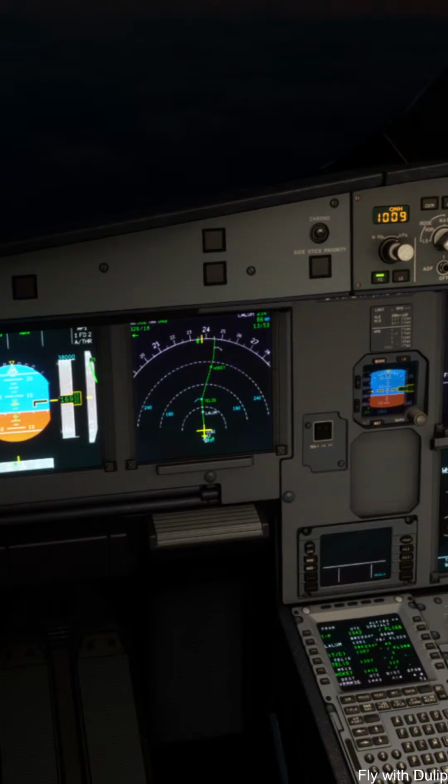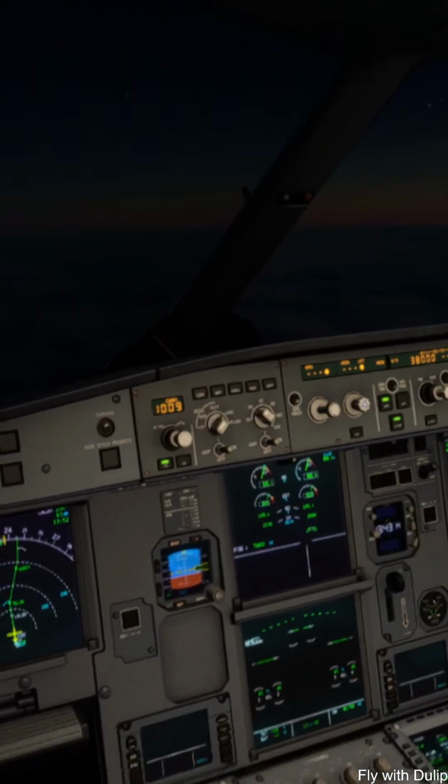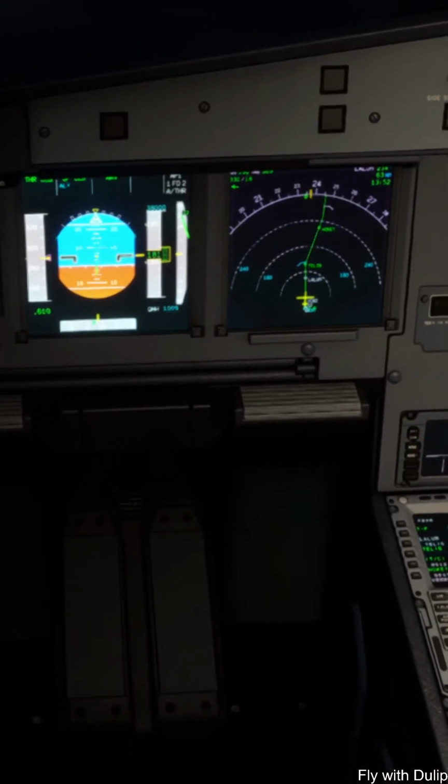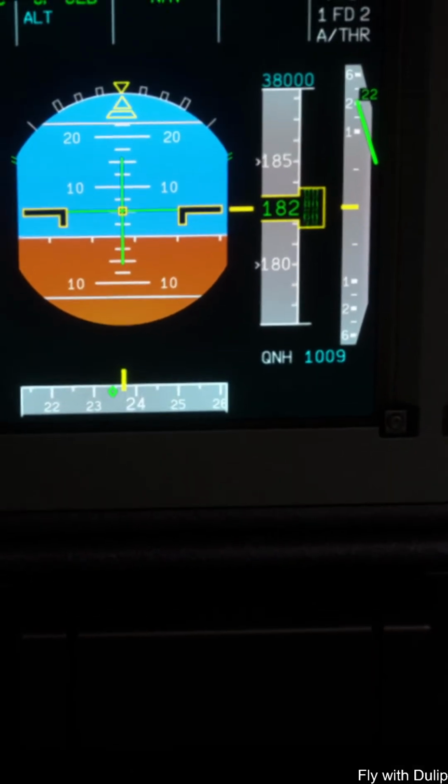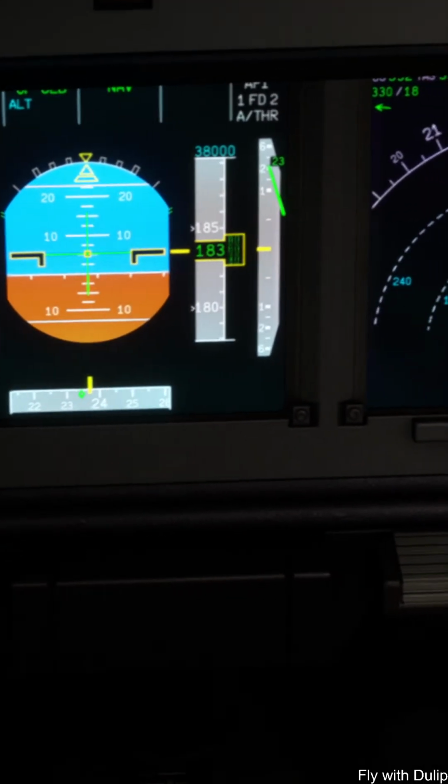Right now we are passing 7,000 feet and we are climbing well, running at around 385 knots, and it is climbing and climbing. Our speed is also increasing. Let's check quickly. We are right now passing, I think, around flight level 300.